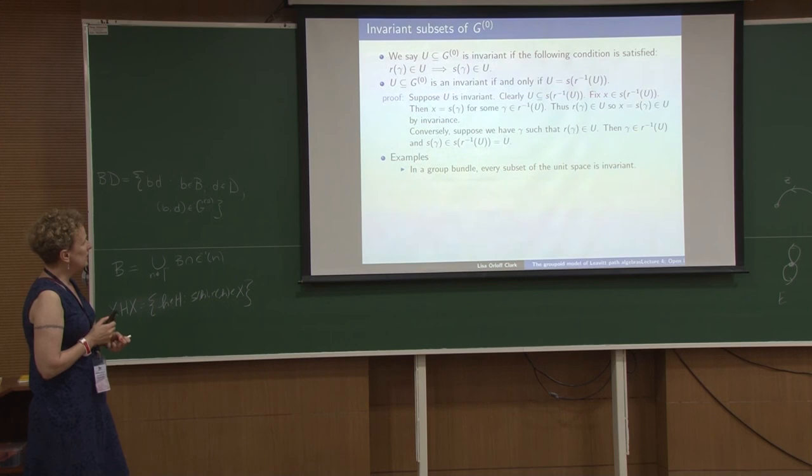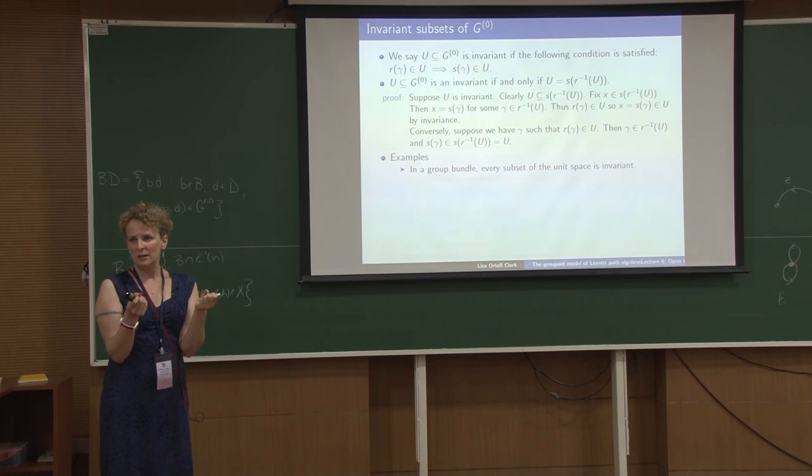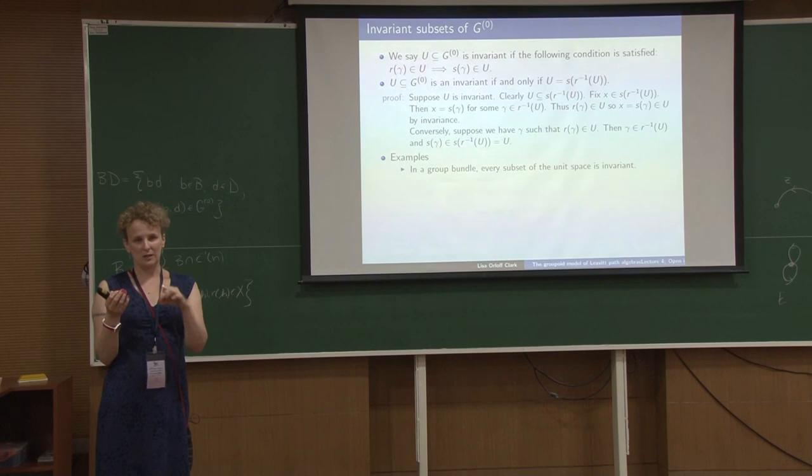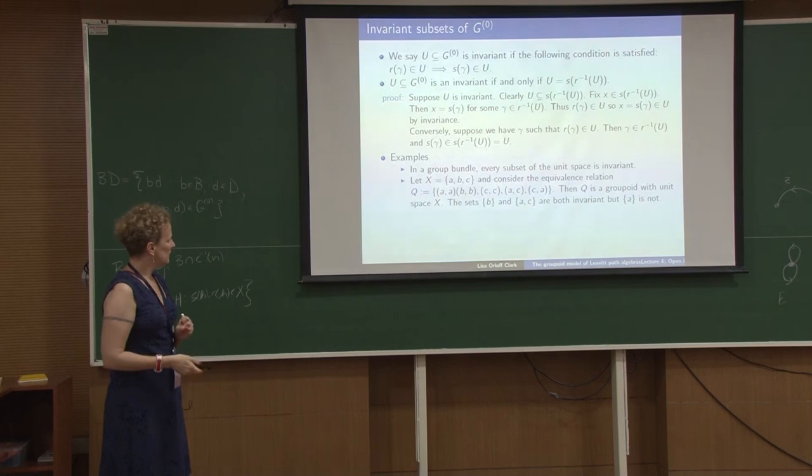So what are examples of invariant sets? So group bundle. The group bundle was when we had that the groupoid is a disjoint union of groups, and every element has matching source and range. You know, it's all isotropy. So any subset of the unit space is invariant because if it's in there, and something has source in it, it also has range in it. So that's an example.